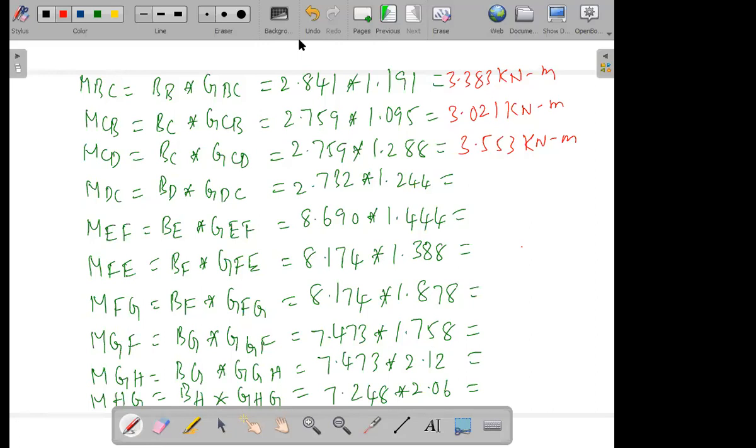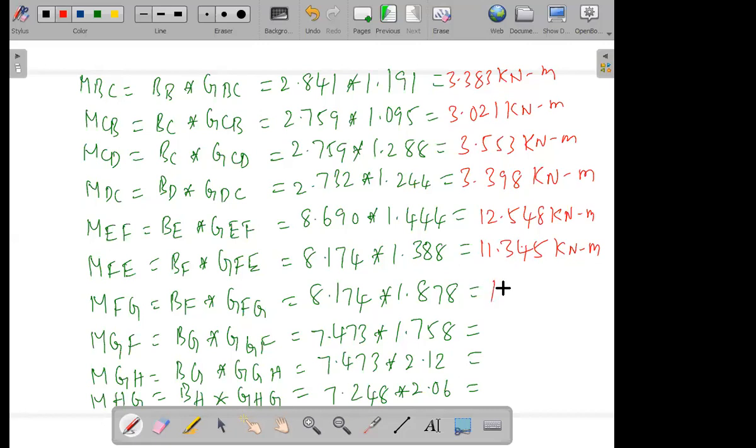Sir, 3.398. Rashmita, okay, 3.398 kilonewton meter. Another one, 12.548. Soumya, 12.548 kilonewton meter. 11.345. 11.345 kilonewton meter. Right.